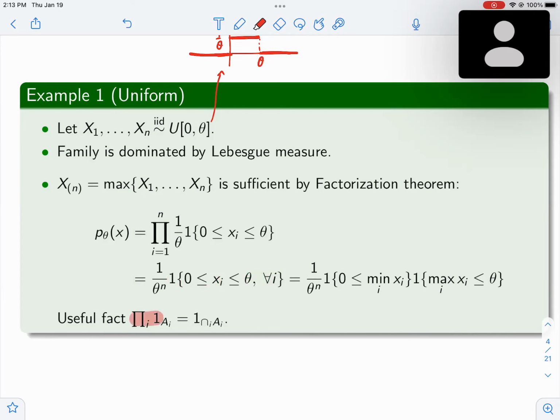So I have a little fact here. If you multiply a bunch of indicators, that would be the indicator of the intersection, right? So this is going to be 1 if and only if all the events happen simultaneously. And so this is saying that all of the xi's are in 0 to theta. So I can break it up into 2 pieces. There's a part that doesn't depend on theta, which is not that relevant to us. So if all the xi's are between 0 and theta, it's equivalent to saying that the minimum is bigger than 0, and the maximum is less than theta.